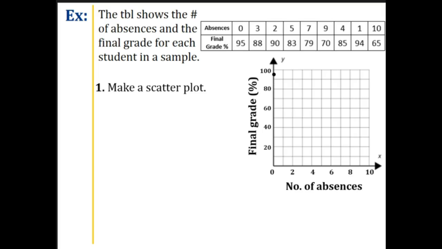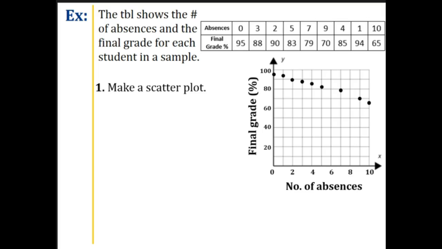So we're going to plot. There's 0.95. For 3, we had 88, so that's just under. For 2, we had 90. For 5 days, we're at 83. 7 days, we're at 79. You should have already plotted these. For 9 days, we're at 70. 4 days, we went back to 85. 1 day, we're at 94. And 10 days, we were down at 65.